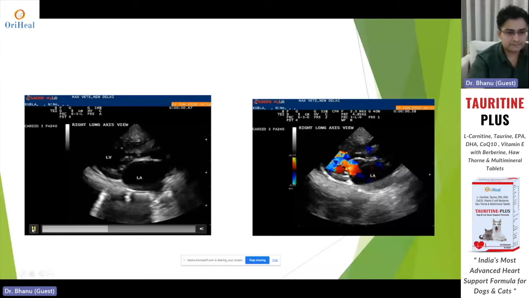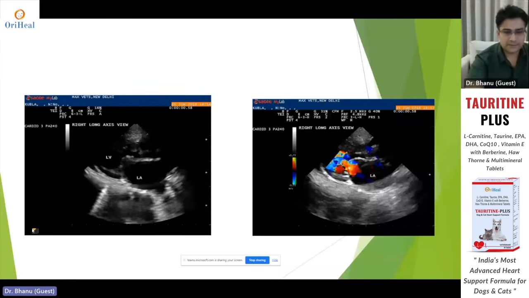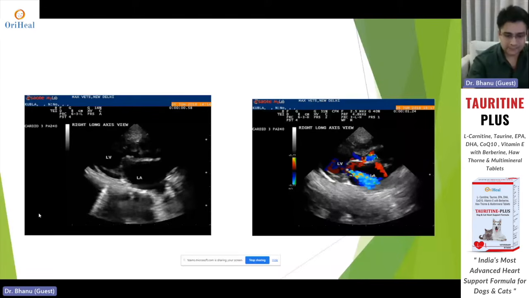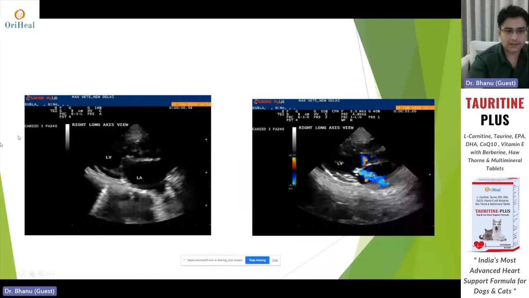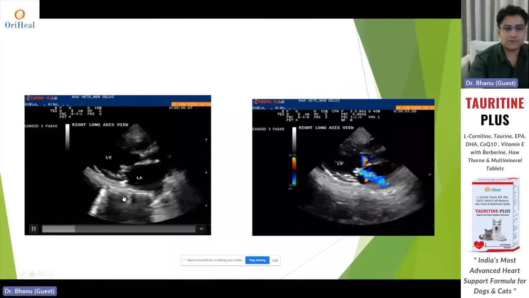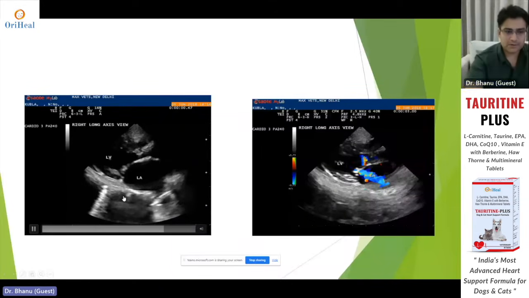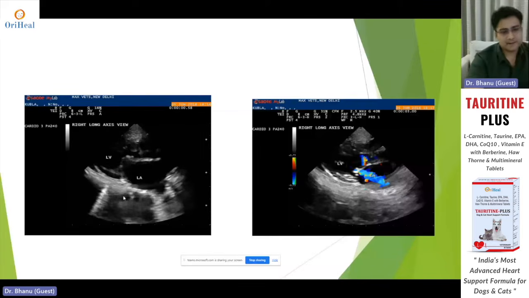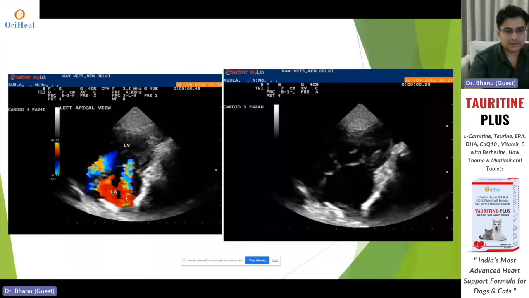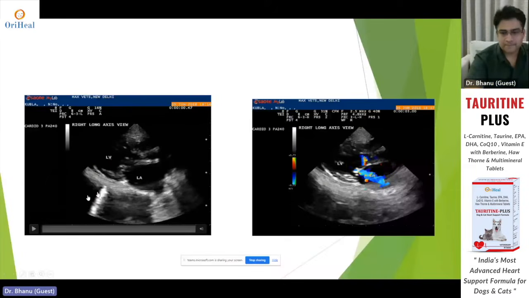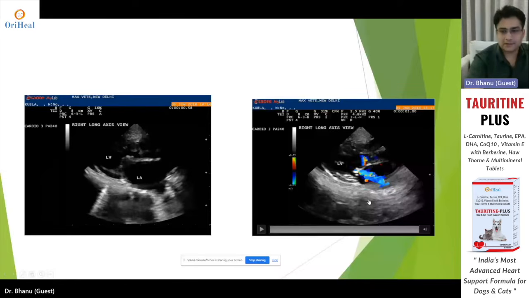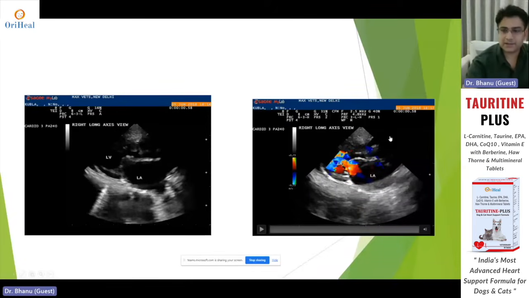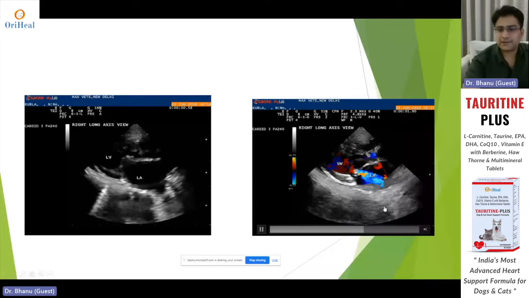you all can appreciate that the left atrium is severely dilated and there is a contractile dysfunction. The heart is not able to contract properly as it should. A normally contracting heart would be much better in terms of the contractile functions, but in this, the contractility is affected. Then we turned on the color Doppler, and you all can appreciate in this, there is eccentrically directed flow within the left atrium.